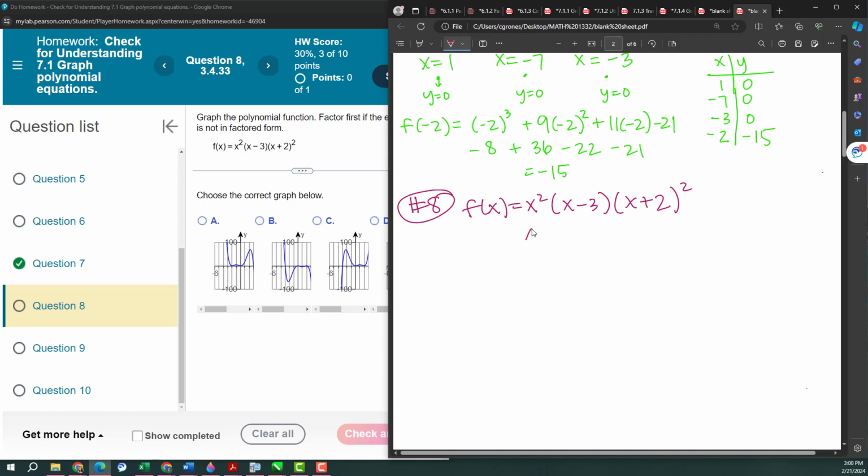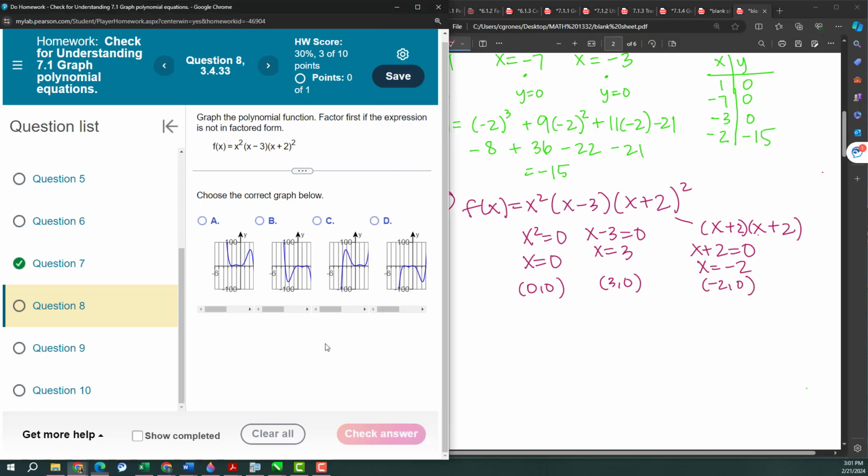So I'm going to set these equal to 0. x squared equals 0, so x equals 0, and then I've got x minus 3 equals 0, so x equals 3. x plus 2 times x plus 2, so x plus 2 equals 0, x equals negative 2. Alright, so I've got 3 points that I can look at: (0, 0), (3, 0), and (negative 2, 0).